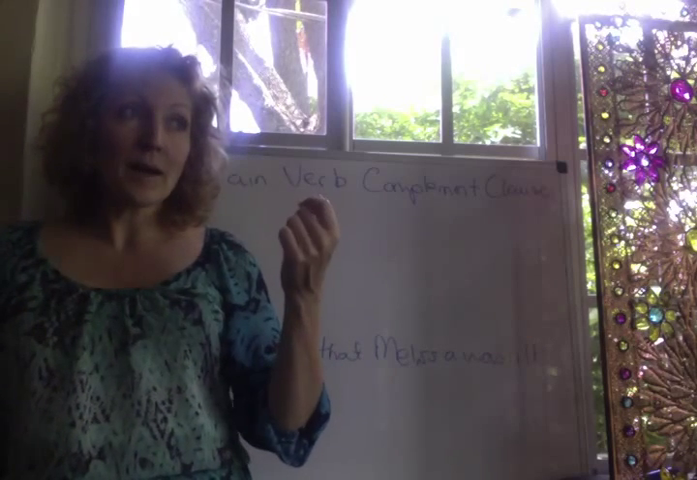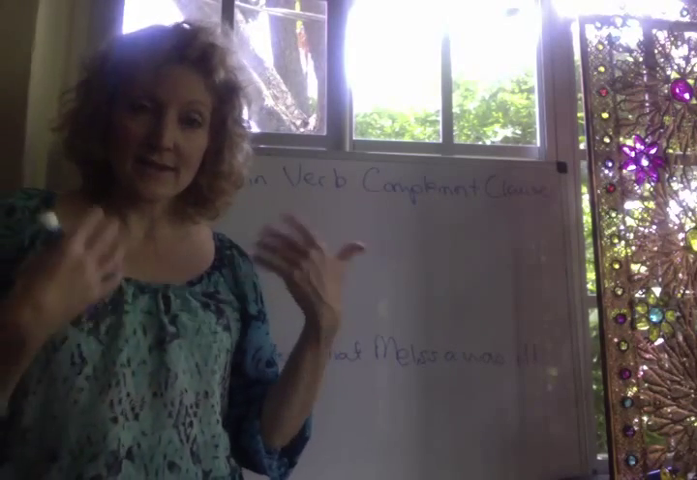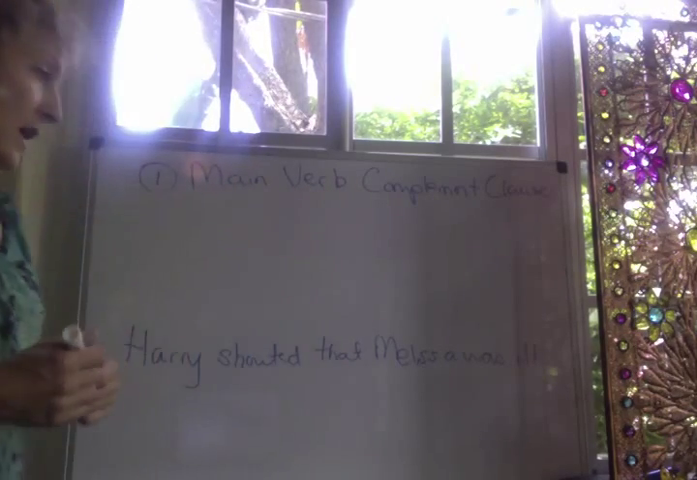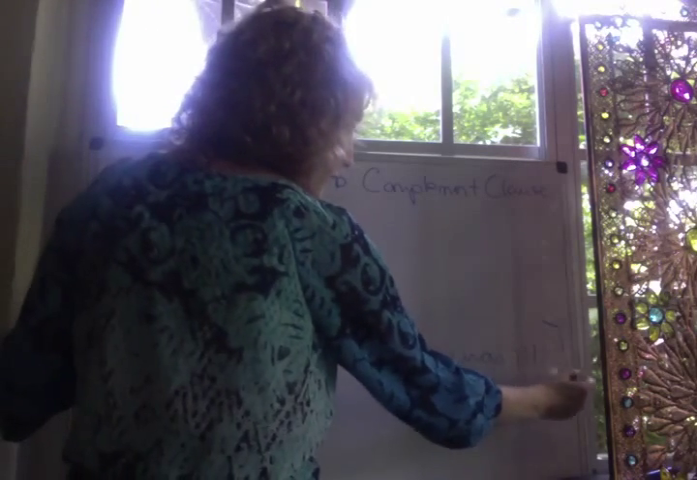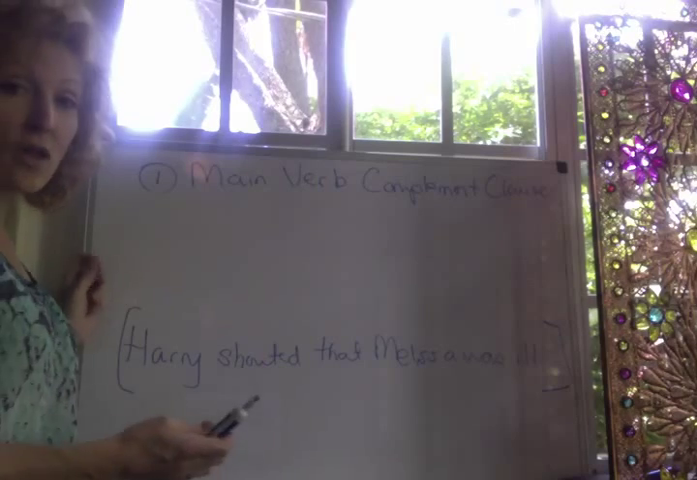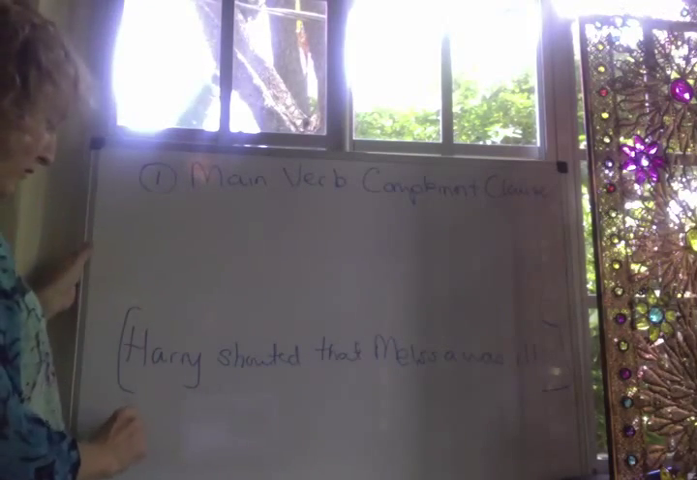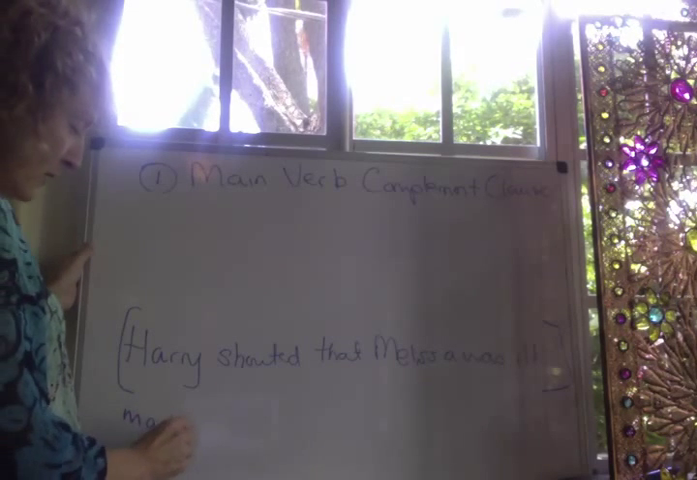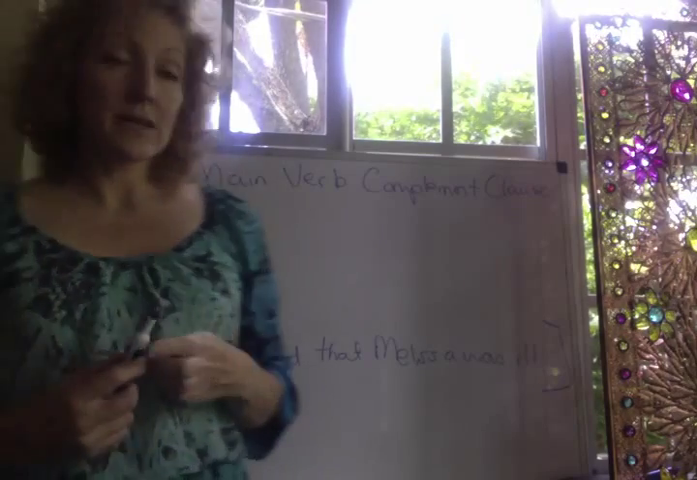So keep in mind that an embedded clause is just a regular type of clause in the sense that it can be of any sort. So what are we doing here first? First step, when you have main and embedded clauses, is identify the main clause. And you know that the main clause is always a material that includes everything. So main clause is Harry shouted that Melissa was ill.